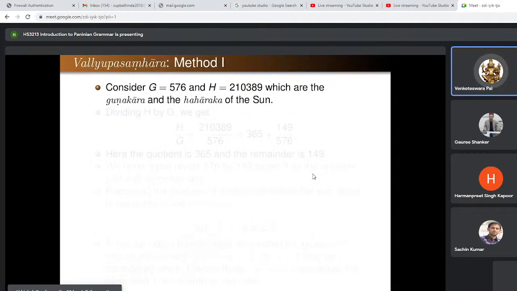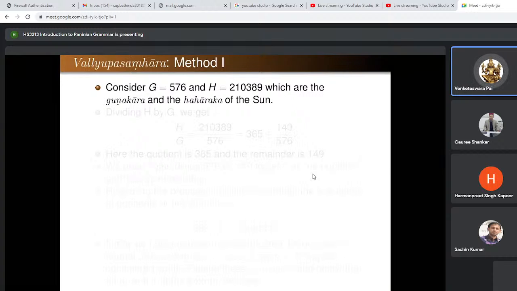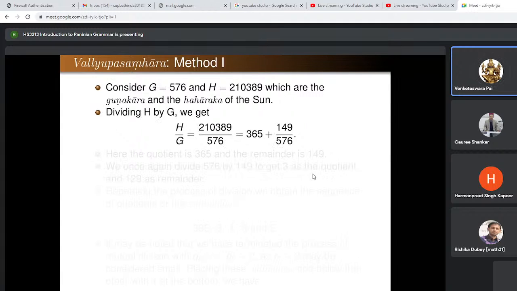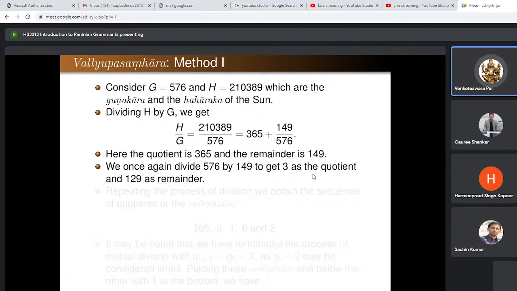When I say Gunakara and Haraka of the sun, it means it is the ratio of the number of revolutions of the sun in a Mahayuga divided by number of civil days in a Mahayuga, or vice versa. So dividing h by g, we get h by g equals 210389 by 576 equals 365 plus 149 by 576. Here the first quotient is 365 and the remainder is 149.